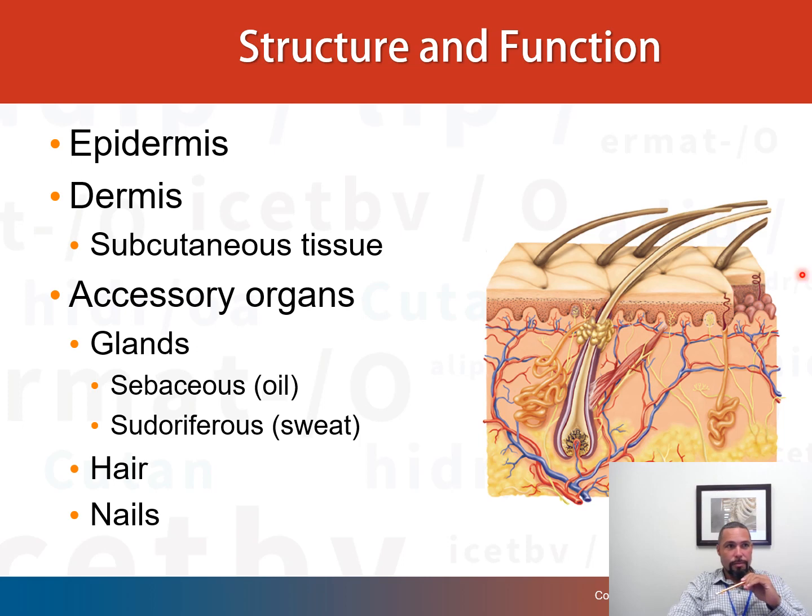Hold on, let me get this cursor working somewhere about right here. Okay, accessory glands. We have sebaceous glands that secrete oil, and then we have the sudoriferous glands that secrete sweat. Some other accessory organs include the hair and the nails.